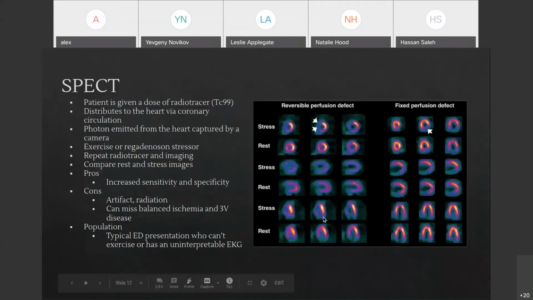On any SPECT study, you want to confirm it in multiple views, so you can see it here as well. This is the long axis of the heart. So here you've got normal perfusion in the septum, and then it disappears. This is a fixed perfusion defect here on the right. It's just what it sounds like. The inferior wall's toast at rest and stress. Same thing in your other views. That's pretty much it for SPECT.